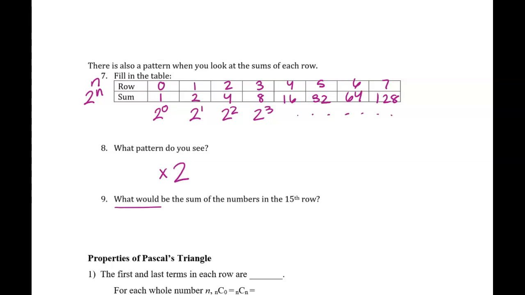And so what would be the sum of the numbers in the 15th row? It sounds hard, right? It sounds like we have to add up all the numbers, find the 15th row, but we can just do 2 to the power of 15 on our calculator, which is 32,768.